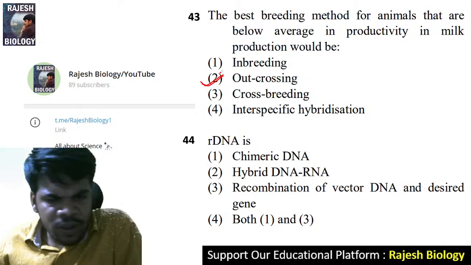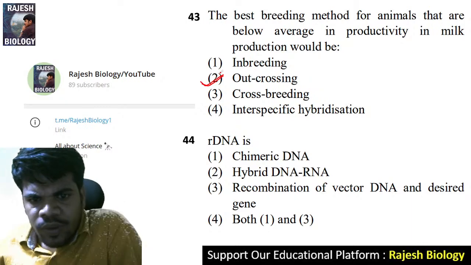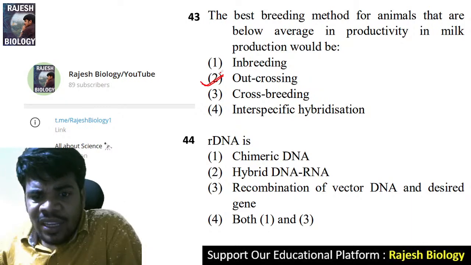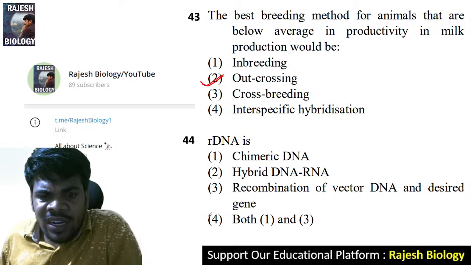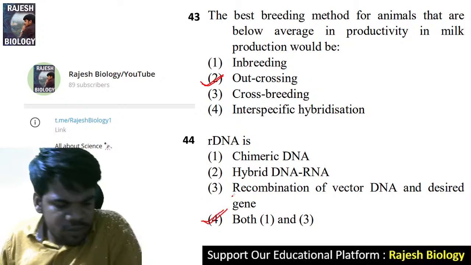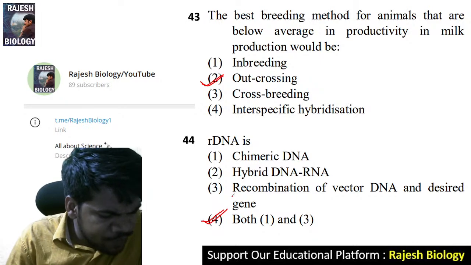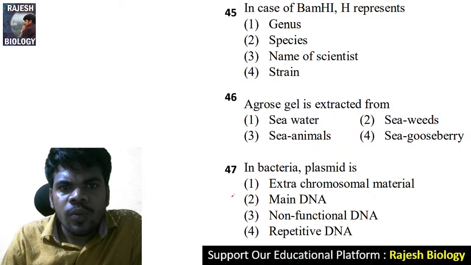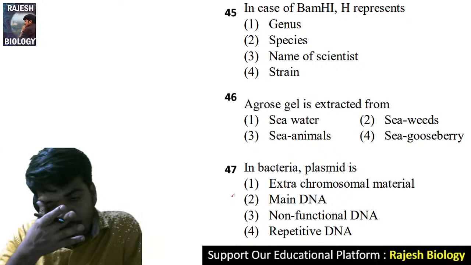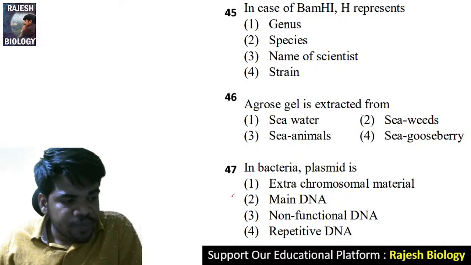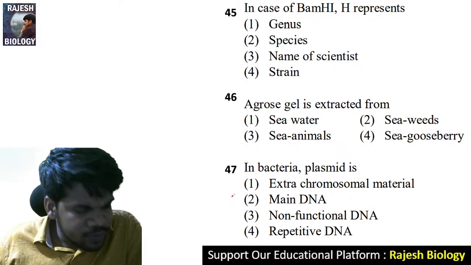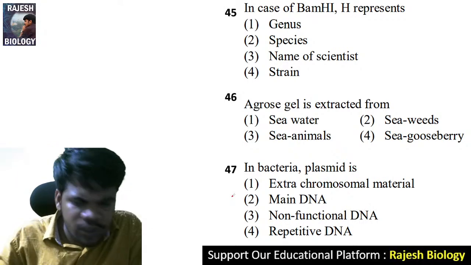44. It is a chimeric DNA and recombination of vector DNA and desired gene. Yes, correct, Sri Lakshmi. Very good. So, come to the 45. Both chimeric and recombinant DNA.